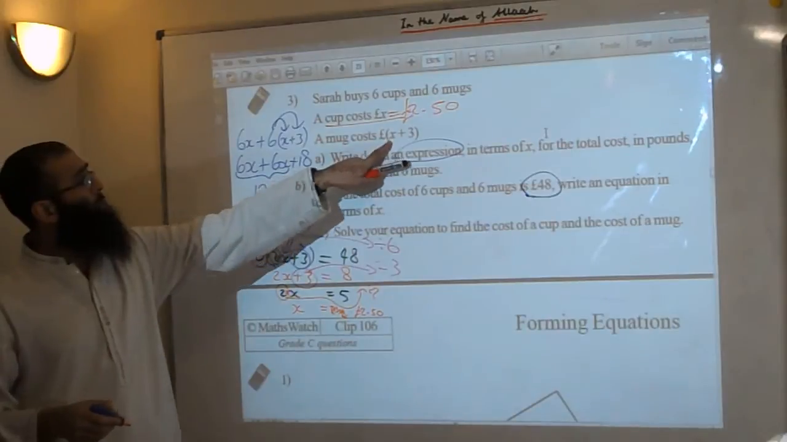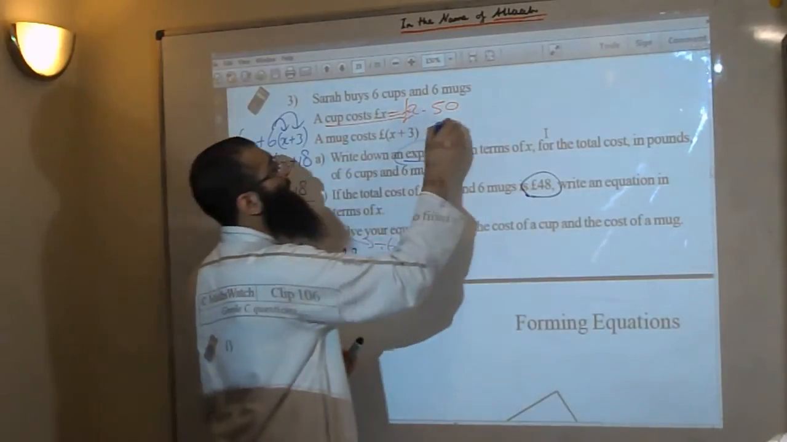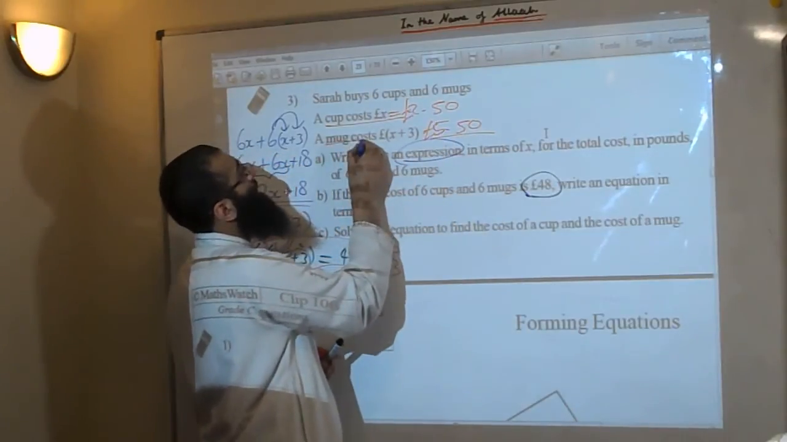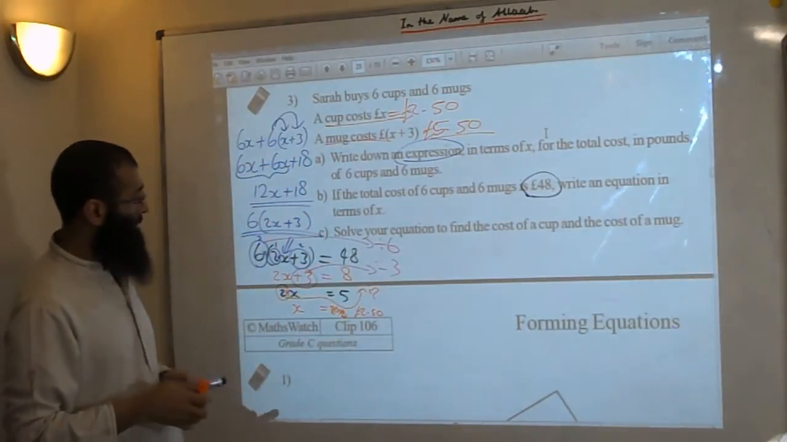And the cost of a mug is £2.50 plus another £3. That will give us a cost of £5.50. Okay, done. That's the end of that question.